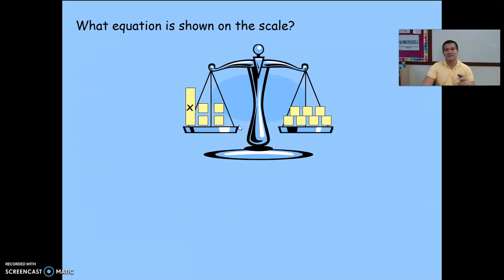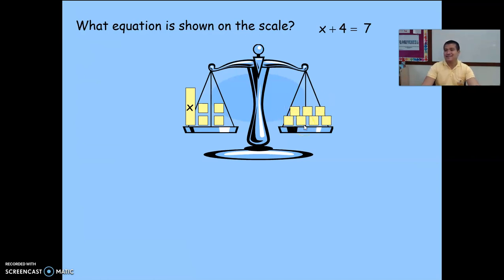Okay, so let's do some equations. What equation is shown on the scale? You need to balance each of the following statements. Here we have x and 4. The value of x is unknown. And then we have 4 boxes. And on the other side, we have 7 boxes.